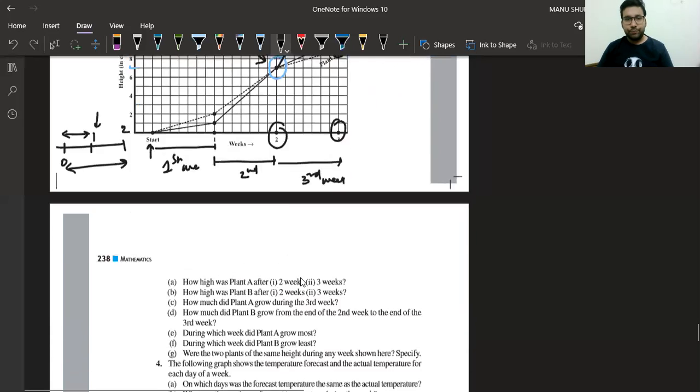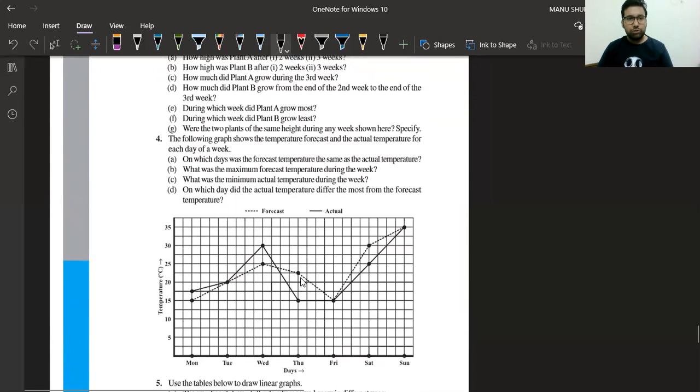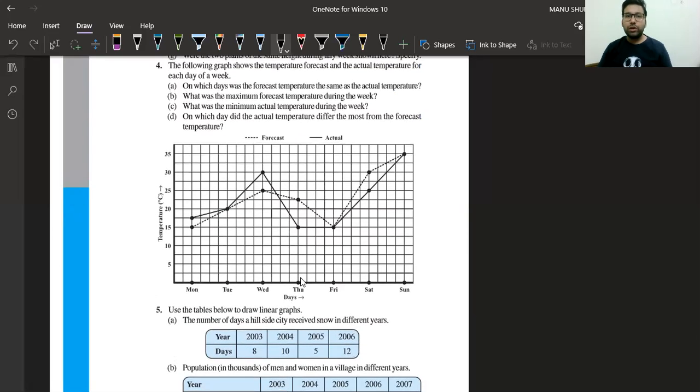Yes. Now, let us take question number 4. The following graph shows the temperature forecast and actual temperature for each day. So you have seen the news channel, they are forecasting the temperatures for a day. So today there will be this much maximum temperature, this much minimum temperature, rain could be there. They are predicting all the things so that you can be mentally prepared. But in actual, sometimes it is correct, sometimes it is wrong also.